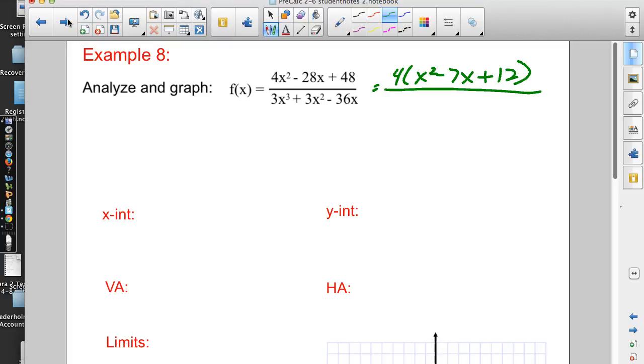How about the bottom? Common monomial factor we could pull out? 3 and an x this time. Hopefully we can factor again, right? Let's. So it's not a perfect square trinomial up there, but do we have two numbers that multiply to 12 and add to negative 7? What are they?